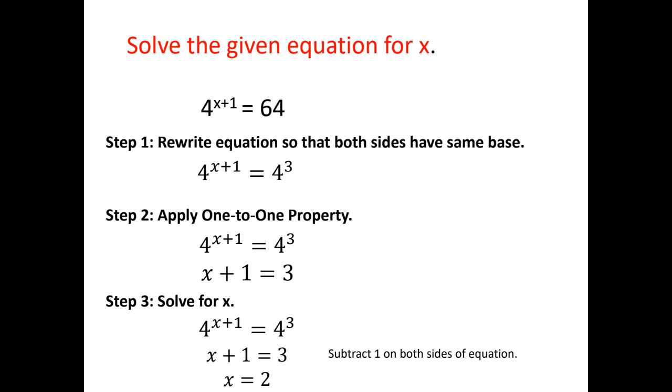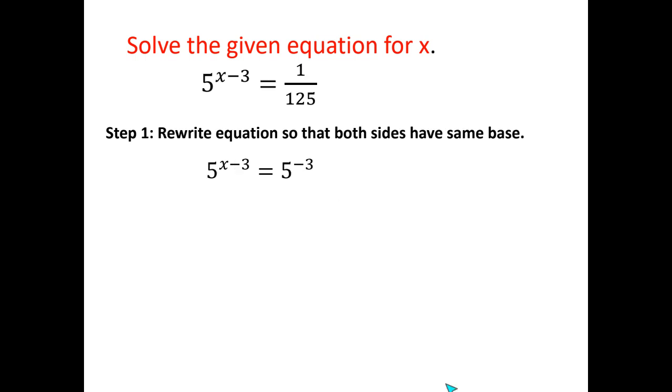Let's try a couple more. Okay, so here we have 5 to the x minus 3 is equal to 1 divided by 125. And here we can see that these numbers are not the same. We have a 5 and 1 over 125. Some of us might think, well, I know 125 is the same as 5 cubed, right? Because 5 times 5 is 25, times another 5 is going to be 125.